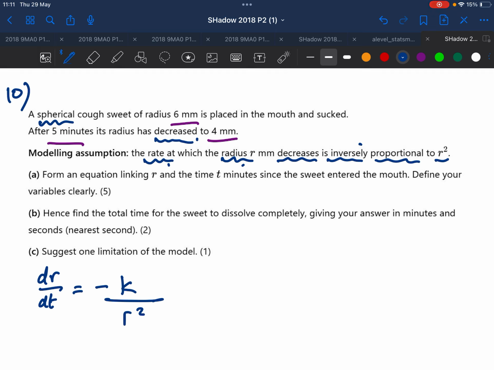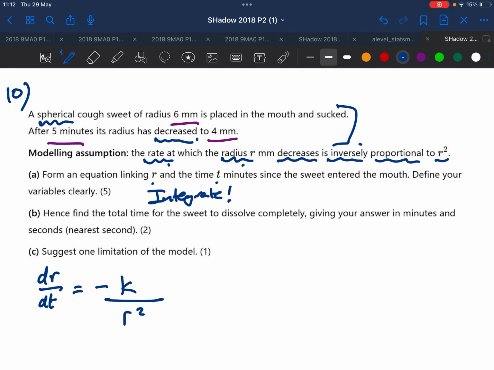So this is a differential equation that we are able to make. Not really 100% sure what to do with all of this yet, but let's wait a moment. The goal is to form an equation linking r and t. It says r and t, it doesn't say dr and dt. Yes, there's an r, but there's no t. So this is a big clue as well. This is telling me to integrate. So I'm going to need to integrate in a moment.